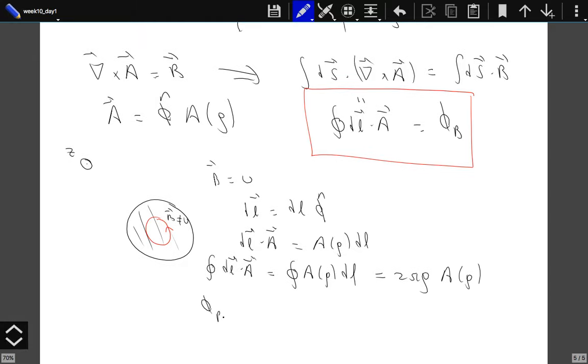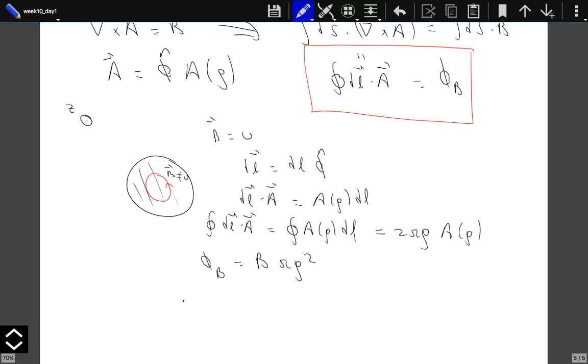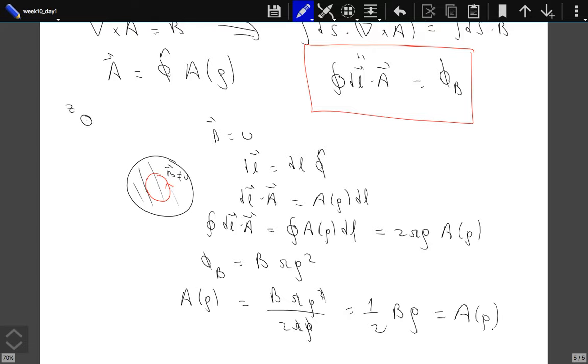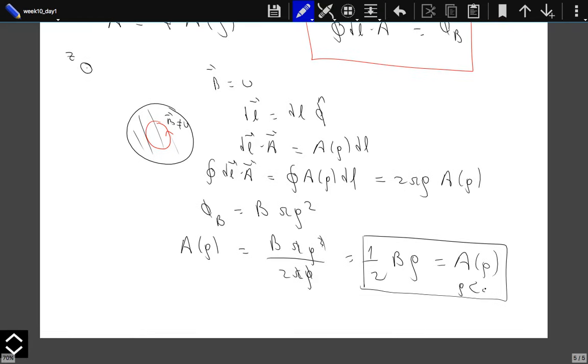Now for this loop, the magnetic field is just constant. So the magnetic flux is just B times the area. And these two should be equal. This tells me that A of rho inside my solenoid should be equal to B pi rho squared divided by 2 pi rho. Pi's cancel, rho's cancel, so this is 1 over 2 B times rho. This is, of course, valid if rho is less than a.